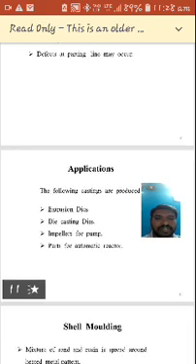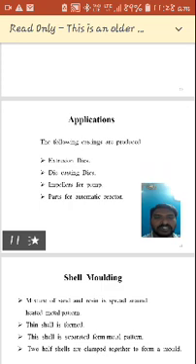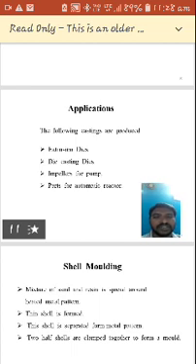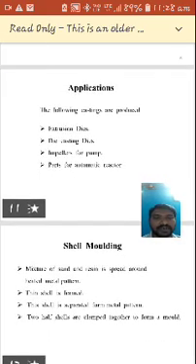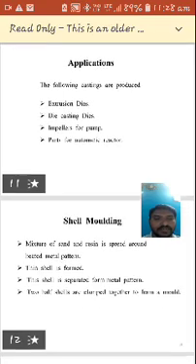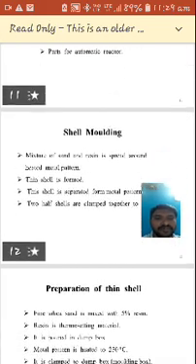Okay, so applications. What are the few applications of this ceramic molding? This ceramic molding can be applied in various places. The first one is extrusion dies. It is used in extrusion dies and die casting dies, and impellers for pumps, parts for automatic reactors. So this is about the ceramic molding.